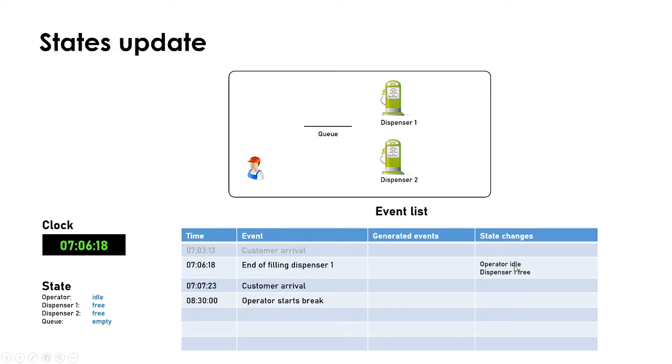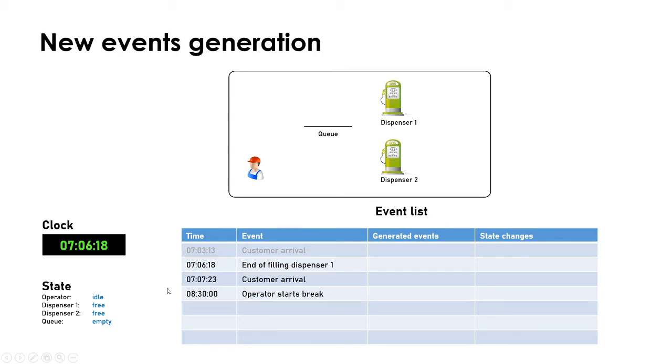So the operator gets idle, dispenser 1 is free, and the customer leaves the system. I haven't logged the fact that we have some income. I'm just simplifying that, but we'll register that so that we can eventually compare our income with our costs. And once this customer has left the system, nothing else occurs until the next customer arrives. So we move the clock till 7/7/23.